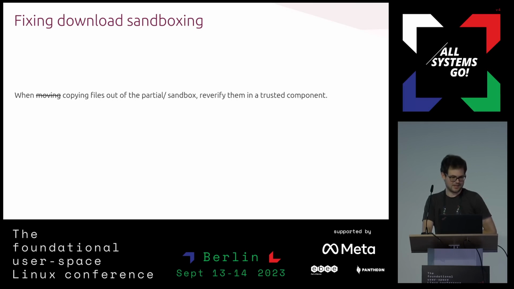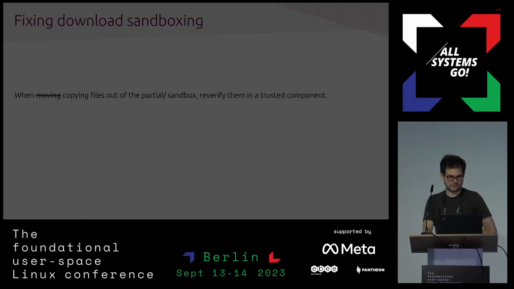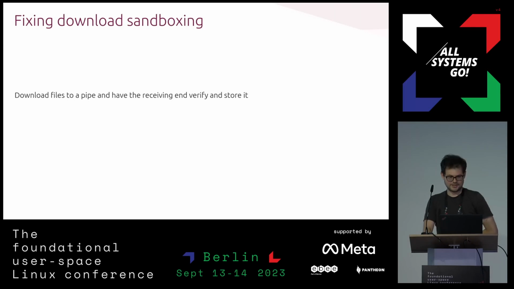Another architecture you could use, if we redesign it from scratch, is that maybe we could download to a pipe. Then we can close the pipe when we're done and verify the data that was sent. And then we know that nobody else is writing to our file, because we're the only ones that can write to the file. In that case, we would open the file in a trusted process, and then send the writing end of the pipe to the download process over a socket.